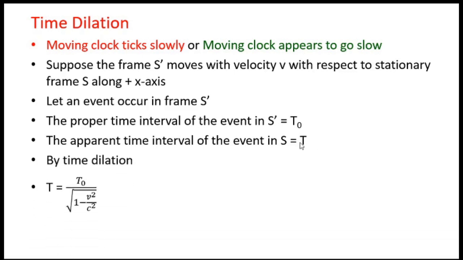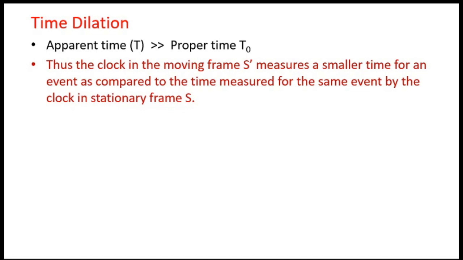If we proceed in the same manner, then according to time dilation, the relation between apparent time and proper time will be: apparent time t is equal to proper time t0 divided by the square root of 1 minus v square upon c square. If you observe this equation, the denominator is always less than 1. Therefore, the apparent time is always greater than the proper time t0. And where was this proper time measured? In the frame S dash, where the event has taken place. Apparent time was measured in the stationary frame S.